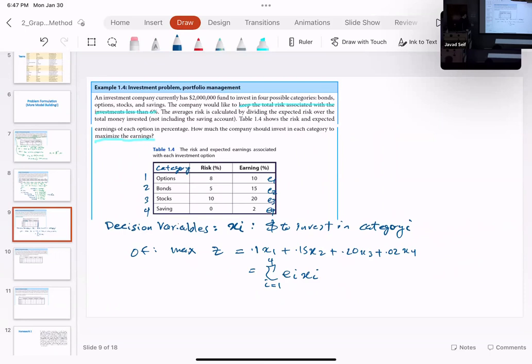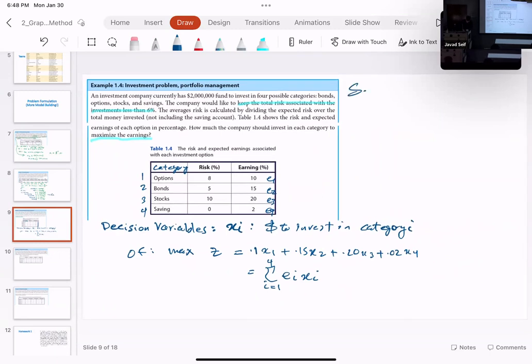So if I give this to the computer, it tries to maximize its x's and goes to infinity, right? The more the better. There is nothing that stops it. So I have to subject this function to the constraints. What is the first constraint? The budget that you have. You cannot invest more than the budget that you have. So X1 plus X2 plus X3 plus X4 should be less than or equal to 2 million.